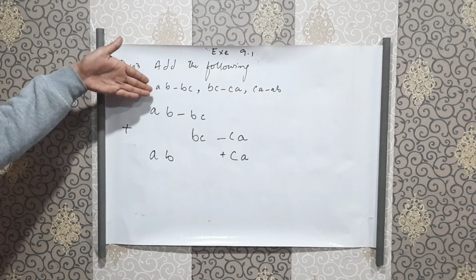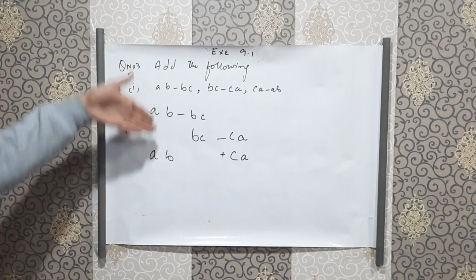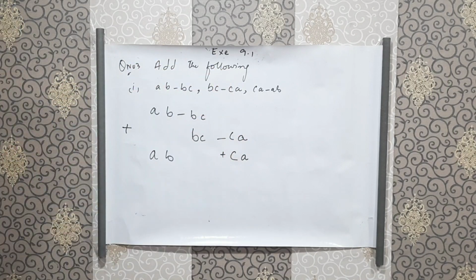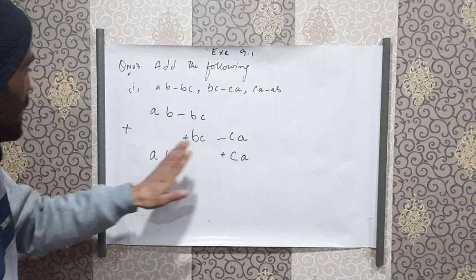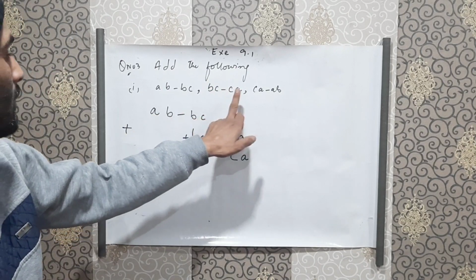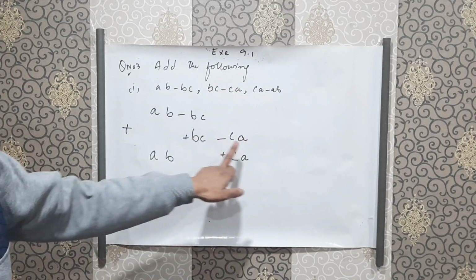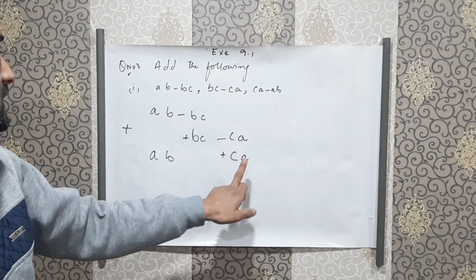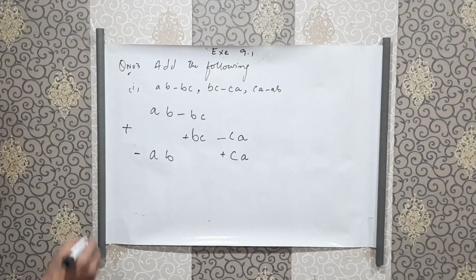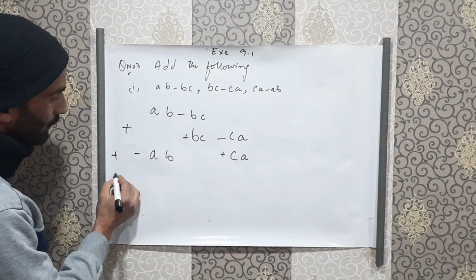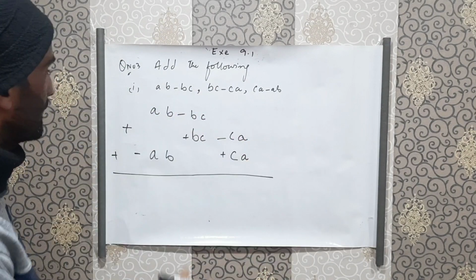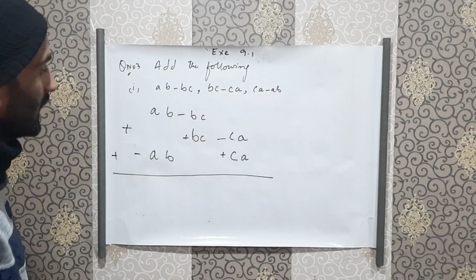Now you can see like terms are in the same column: AB, AB, BC, BC, CA, CA. You can see the first one AB minus BC, the second one BC minus CA, the third one CA minus AB. But what we have to do? We have to add. First I will show you this way. After that I will show you another method, directly how we can add.